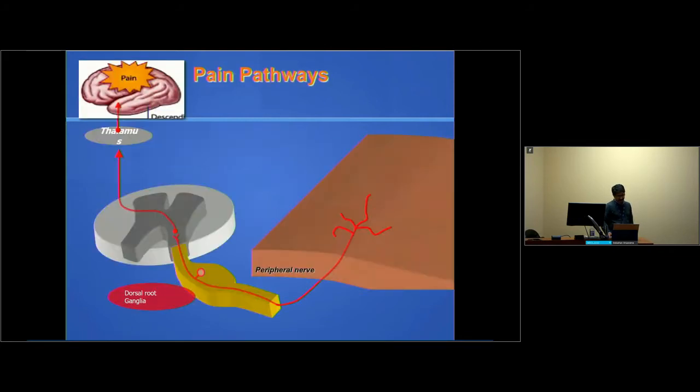Pain itself has its peripheral pathway and central pathway. Peripherally, you have the sensory nerve endings, sensory nerves going to the dorsal root ganglion, then to the spinal cord, crossing over to go to the contralateral thalamus and then to the cortex. But our focus would be really from below the spinal cord level.